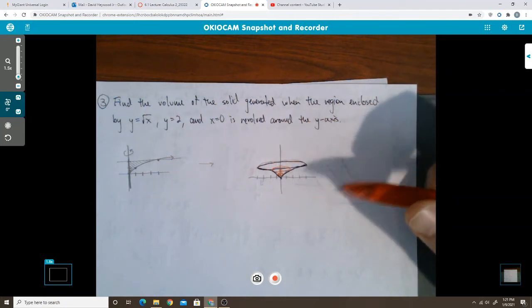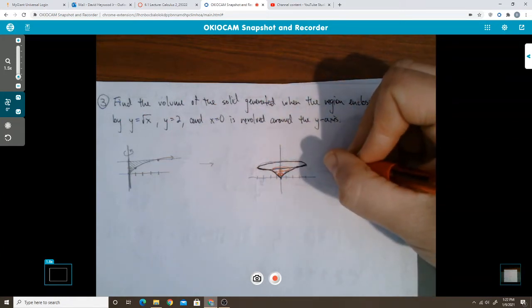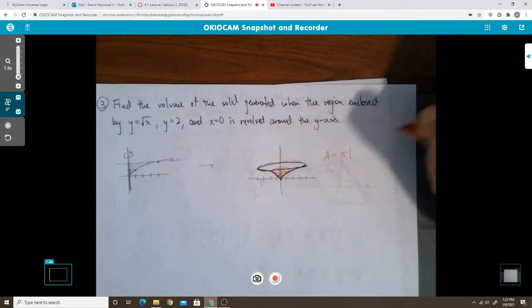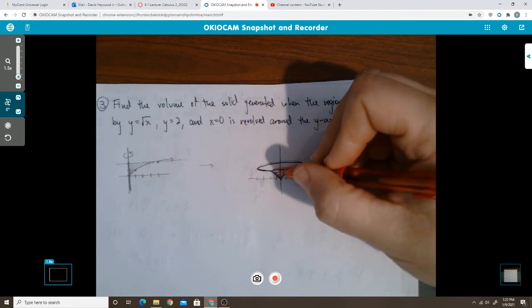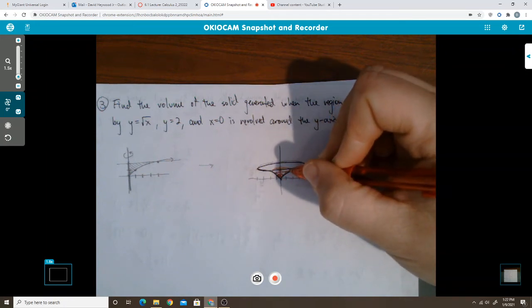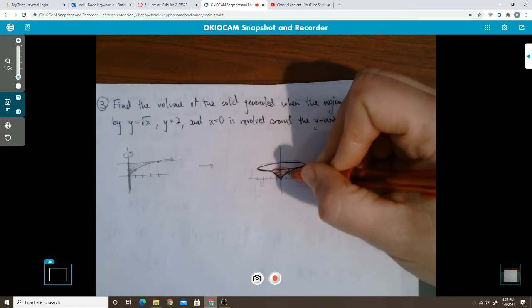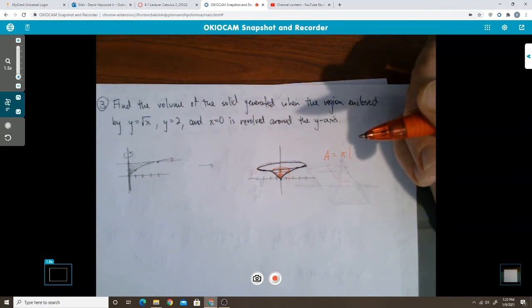And well, what do I need? I need to know the area of those disks. So the area is going to be pi times r squared. Now, what is r? What's the radius? Well, the radius is the distance from here to here, right? In other words, it's just the x coordinate, right? It's just the x coordinate.